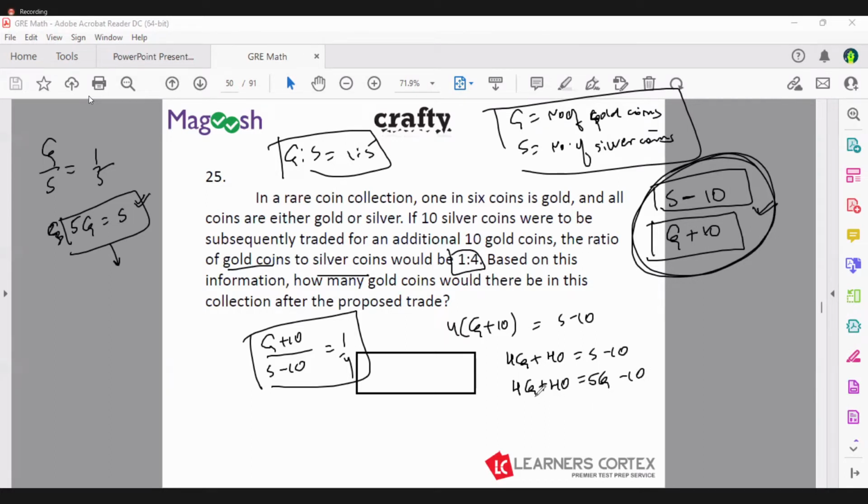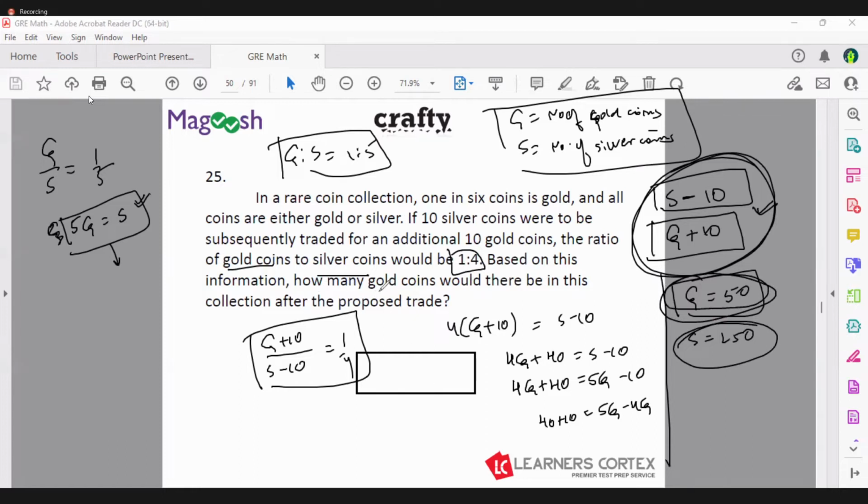We can take all the variable parts on one side and all the numerical parts on the other side. So 40 plus 10 equals 5G minus 4G, or G equals 50. So the number of initial gold coins was 50, and the number of silver coins would have been 250. This would have been the actual number of coins.